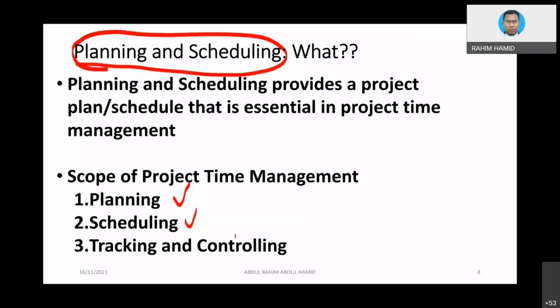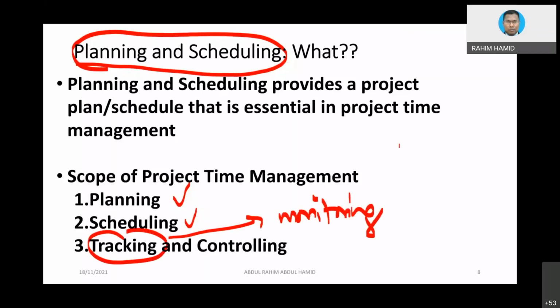And then the last part is basically tracking and controlling. What is tracking? Tracking again is similar to monitoring. In project scheduling, instead of using monitoring, they call it tracking. That is a common terminology. That's why in computer software, for instance Microsoft or even Primavera, they call it tracking. So don't get confused when the word tracking is there. It is basically monitoring.